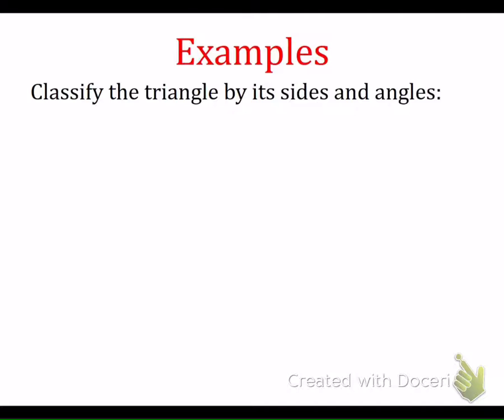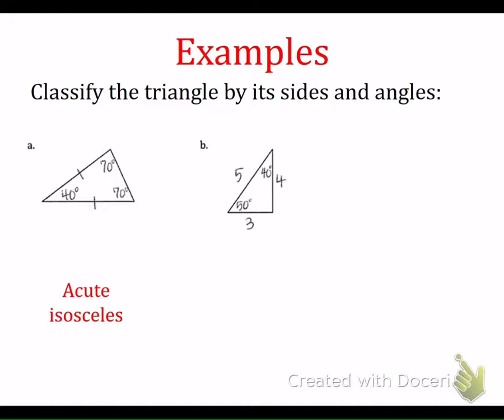Questions? All right, now we're going to do both. So by sides and by angles. It's an isosceles. Acute. Good. Acute isosceles. If you put isosceles acute, that's fine. The next one.